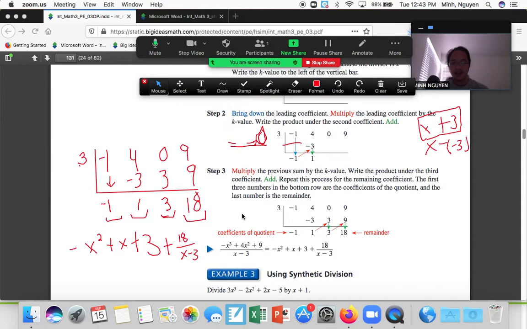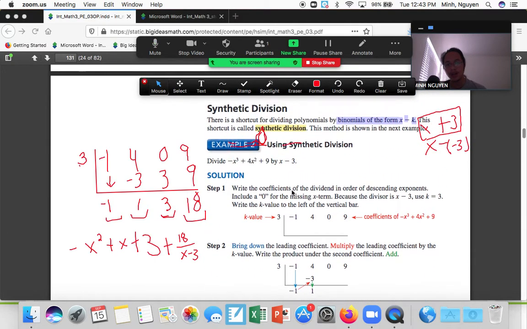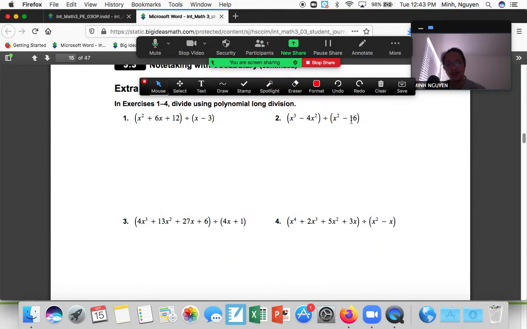So that's synthetic division. Again, it's just a shortcut, but it only works when we are dividing by some binomial of the form x minus k. So x minus some number, x plus some number. But to show you things it doesn't work for, we cannot use it for this because this is x squared. We cannot use it for this because it's 4x. And we cannot use it for this because it starts off with x squared. Yeah, and this is not a k, it's an x.